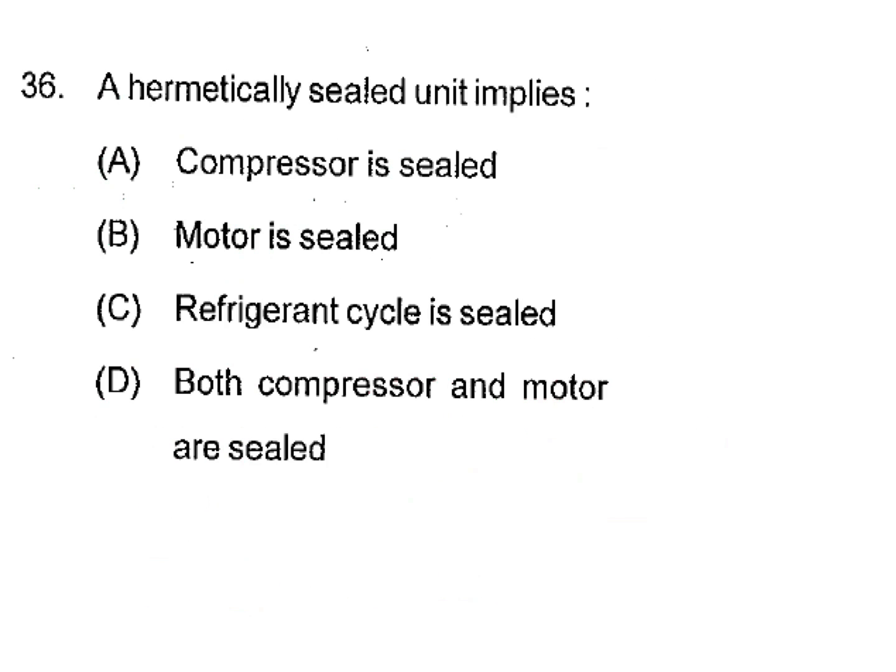Question is, a hermetically sealed unit implies a compressor is sealed. In household refrigerator we are using this one, hermetically sealed reciprocating compressor. A compressor is sealed, B motor is sealed, C refrigerant cycle is sealed, D both compressor and motor are sealed. D is our answer for hermetically sealed unit.